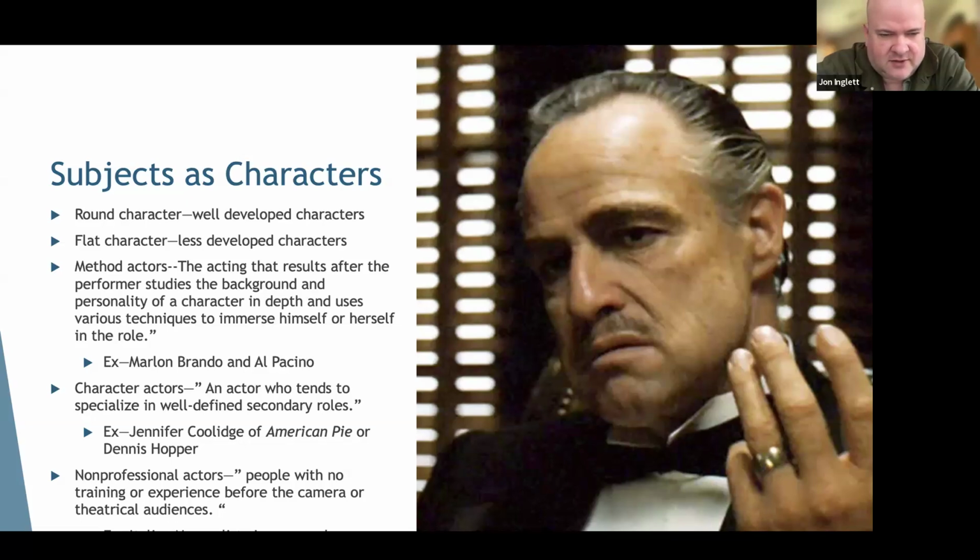Two method actors as examples are Marlon Brando and Al Pacino. Here we have an example of Marlon Brando in The Godfather. He's a method actor. Next, we have character actors. They are actors who tend to specialize in well-defined secondary roles. A good example of that is Jennifer Coolidge of American Pie. Also, Dennis Hopper is considered a character actor.